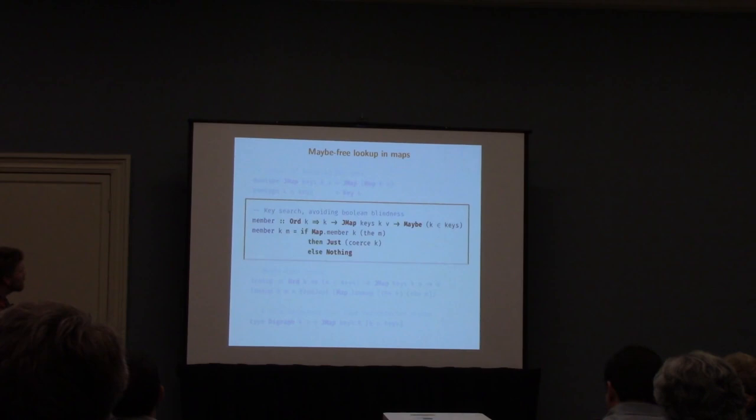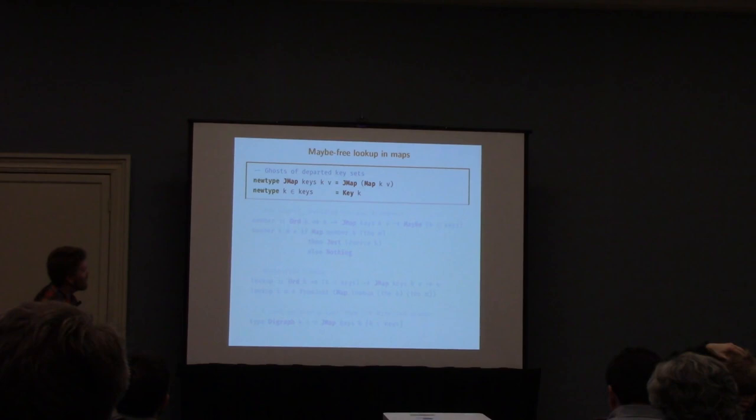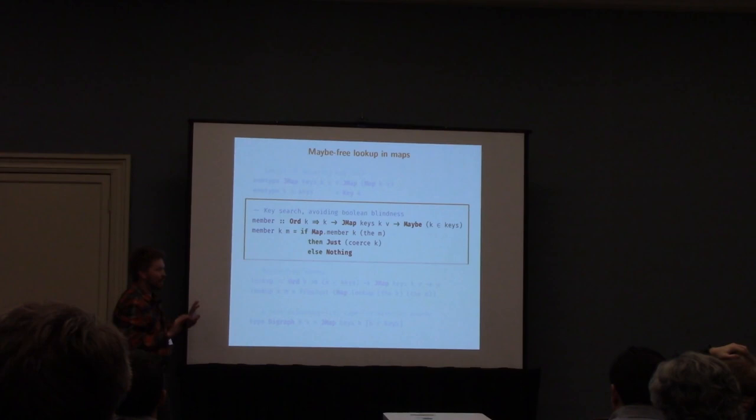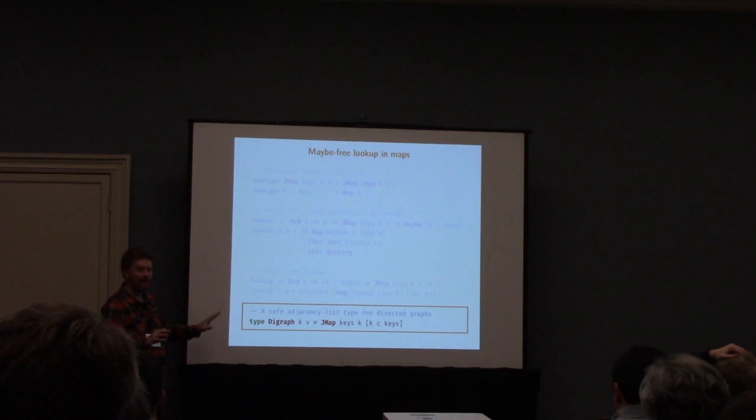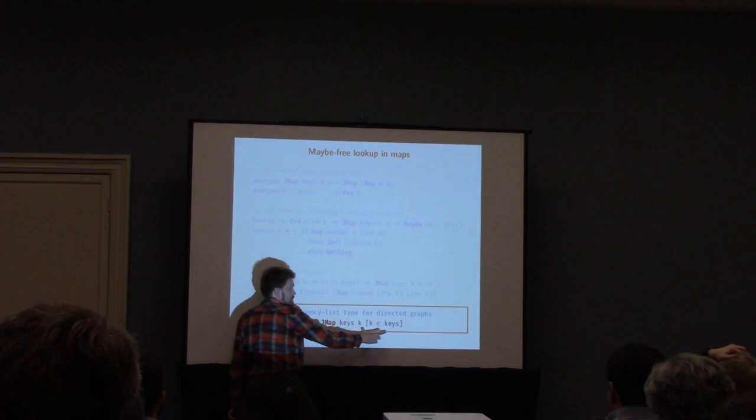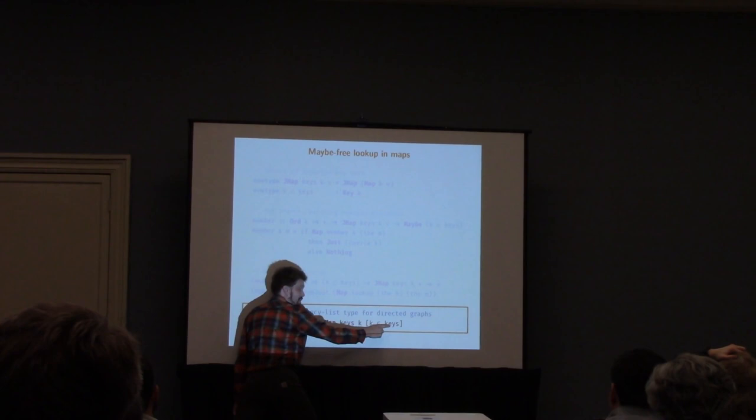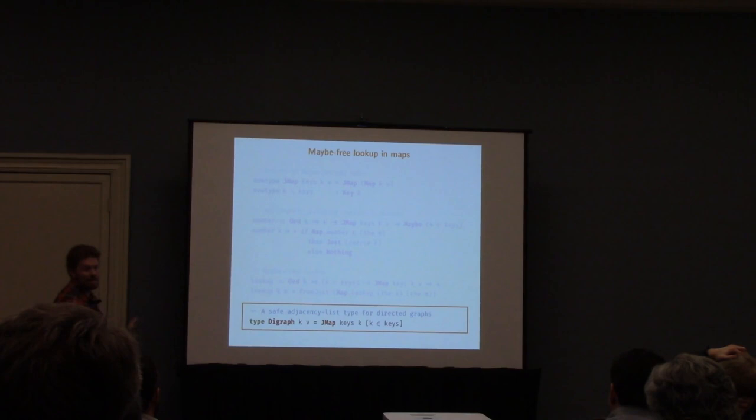I started off with a library for doing maybe-free lookup in maps. Without getting into how it works, what I wanted to be able to write was a safe type for adjacency maps, where this is a map from keys to lists of adjacent keys, with the property that those keys in the list are valid keys of the map. So I can only make well-formed adjacency representations of graphs using this representation.